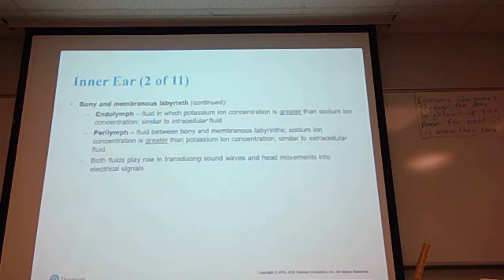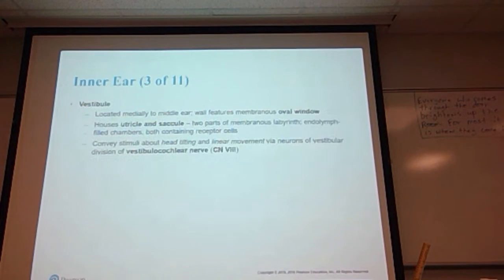The endolymph is a fluid in which potassium ion concentration is greater than sodium ion concentration, similar to intracellular fluid. The perilymph is the fluid between the bony and membranous labyrinth. The sodium ion concentration is greater than potassium ion concentration, similar to that of the extracellular fluid. Both fluids play a role in transducing sound waves and head movements into electrical signals.